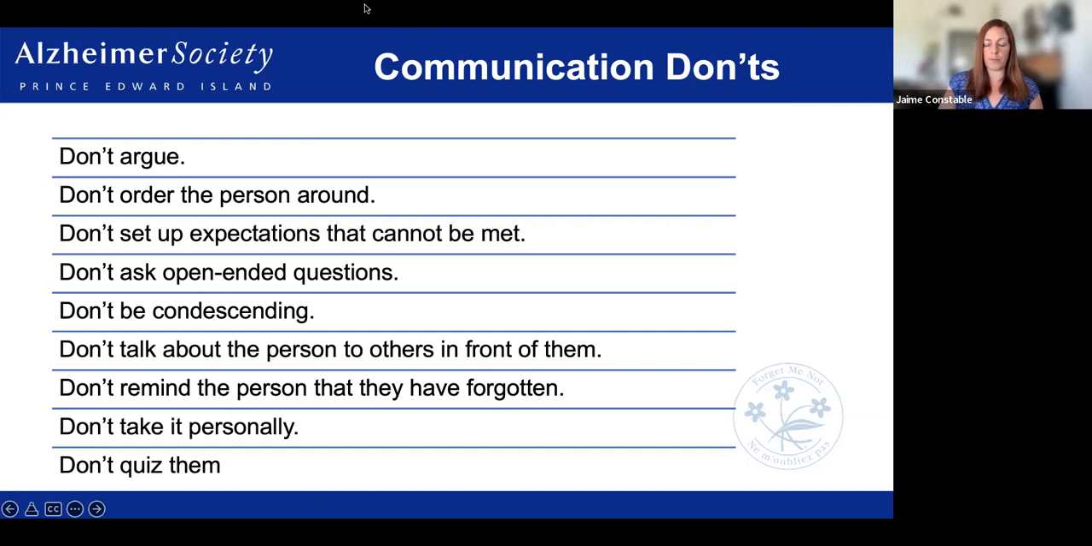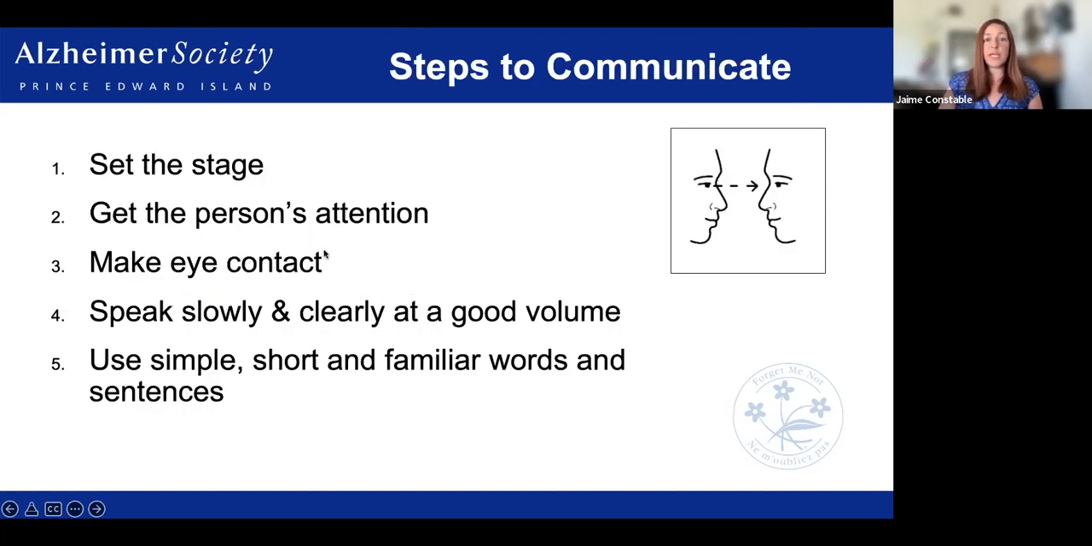So the steps for good communication start with setting the stage. Some of that means making sure that the environment is good for communicating, that there's not a lot of distractions, that the person is comfortable. Make sure that they have your attention. If they're looking out the window and you're talking to them, they might not be fully hearing what you're saying. So make sure that you're looking at them, make eye contact, get down to their level if they're sitting down. It helps.